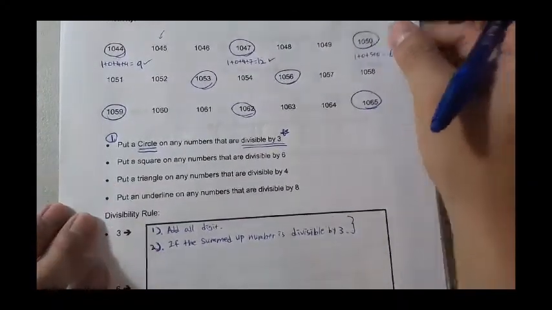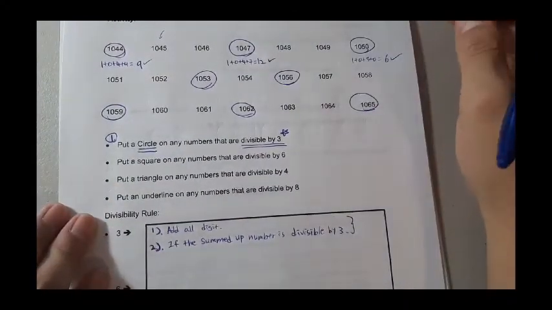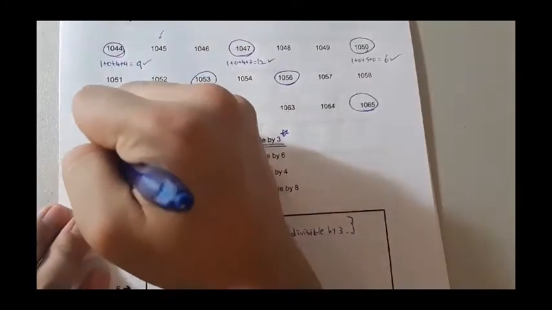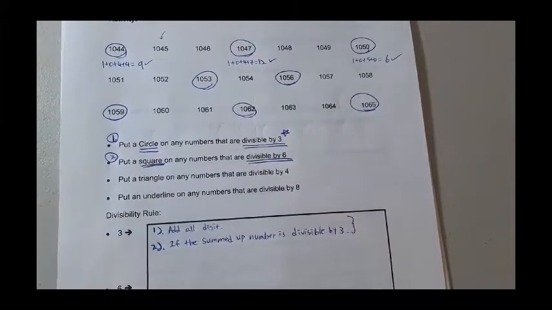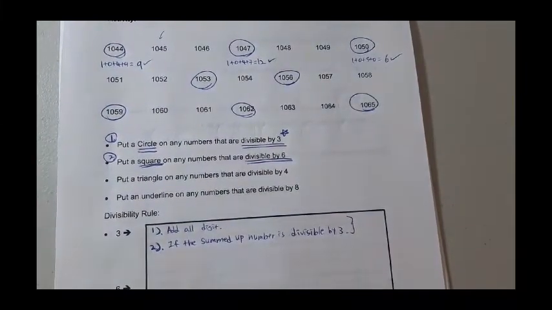Now, some of you may know the pattern. I want you to pause this video to do the activity for the second one, which is putting a square on any number that is divisible by 6. This will take about a minute or two, so I want you to pause this video and then double check the answer after.